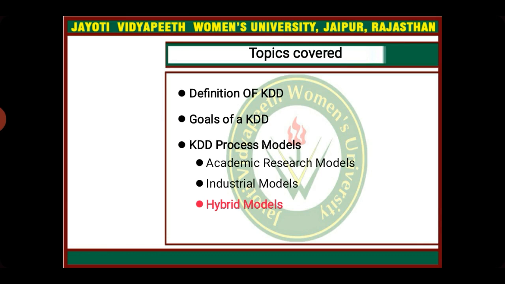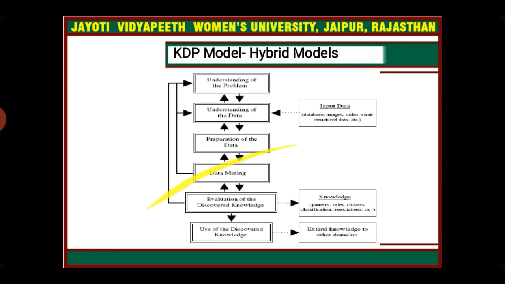The development of academic and industrial models has led to the development of hybrid models, that is, models that combine aspects of both. One such model is a 6-step KDP model, which is shown in the figure, and this model was developed by Cios et al. It was developed based on the CRISP-DM model by adapting it to academic research.